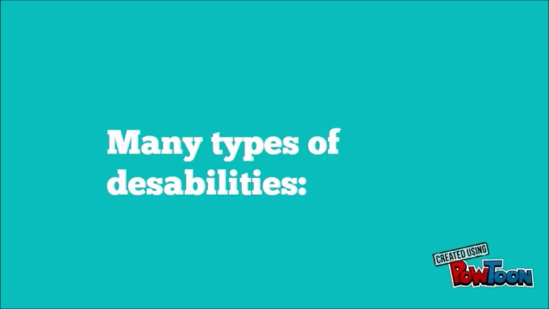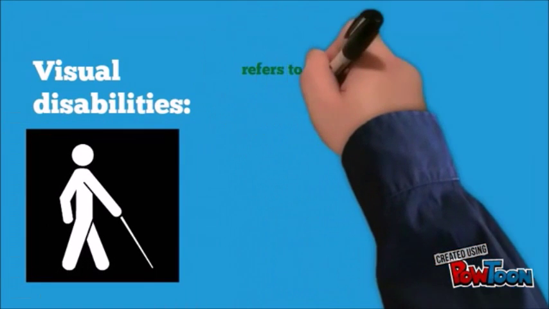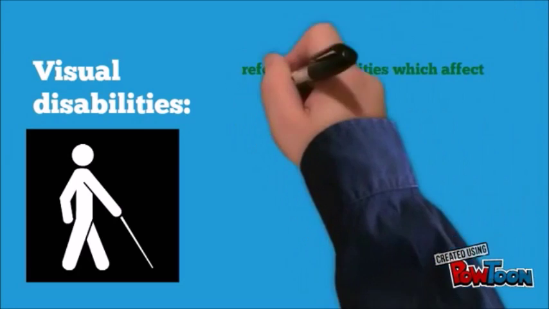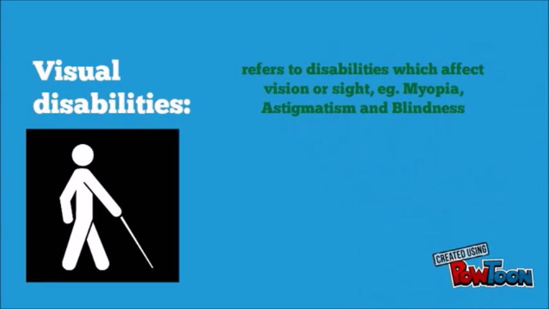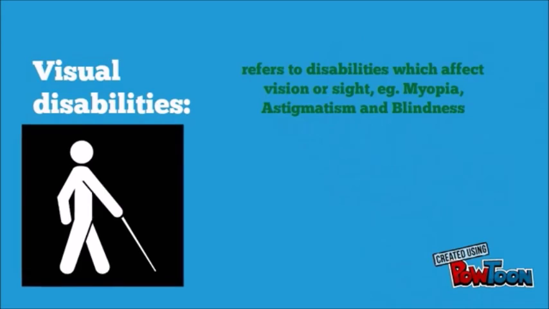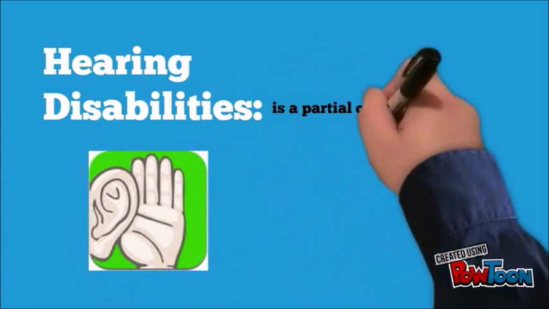There are many types of disabilities. These are: visual disabilities, which refer to disabilities that affect vision or sight, for example myopia, astigmatism, and blindness. Hearing disabilities are a partial or total inability to hear.